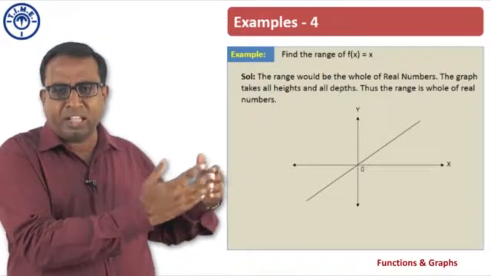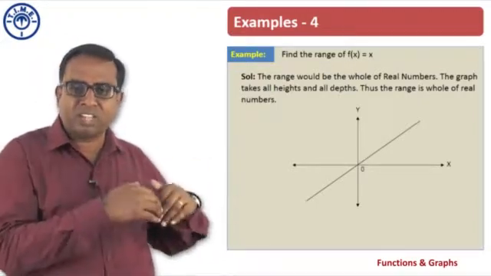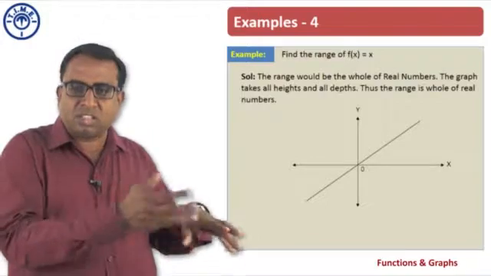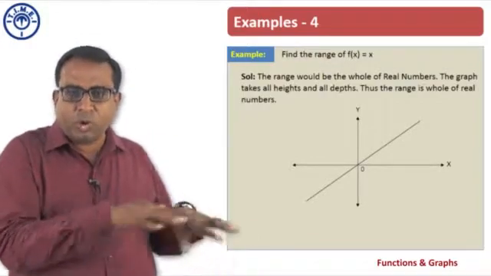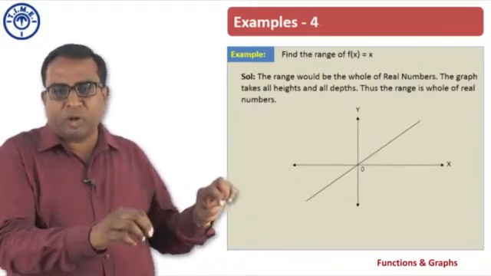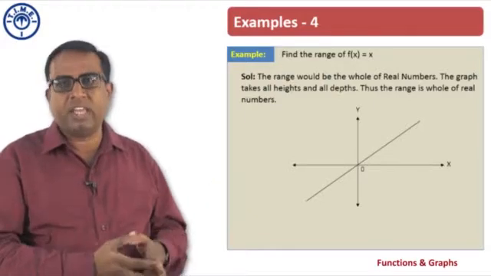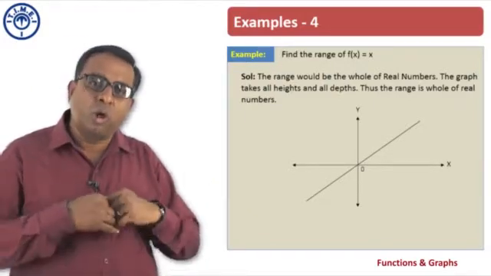When I say negative, anything below the x axis is depth, anything above the x axis is height, and the x axis itself is ground. So all heights, all depths, including the point on the x axis is what is being taken. So we say the range of this function is the whole of real numbers.